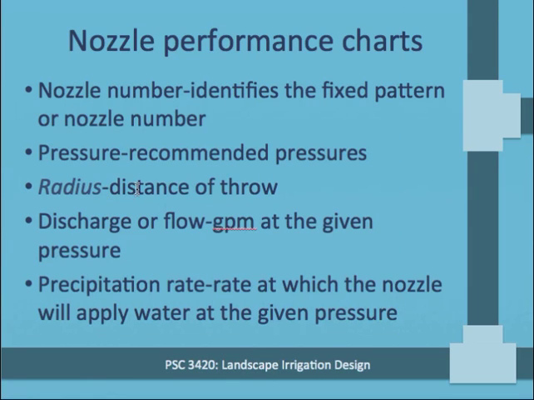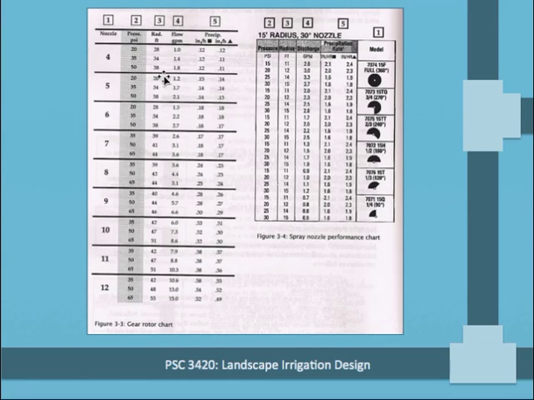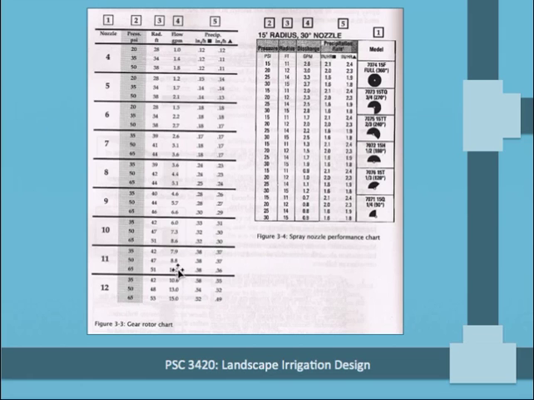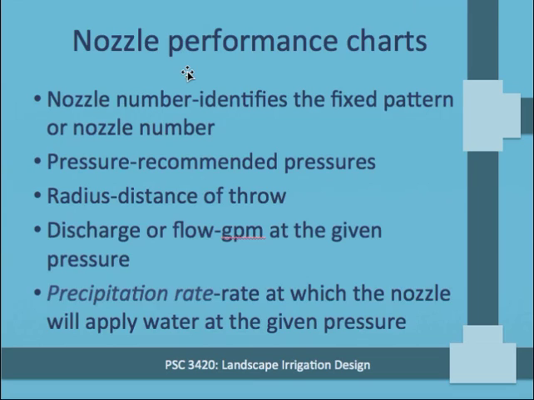Next is going to be radius, or distance of throw. And if we go back to our chart, you can see radius listed here in feet, and notice that as the pressure changes, the radius also changes. And in general, as the pressure increases, that radius of throw is also going to increase. Next will be the discharge or flow, which is the term we typically use when we're considering irrigation design, at the given pressure. So similarly to radius of throw, what you find is that, whoops, let me go back.